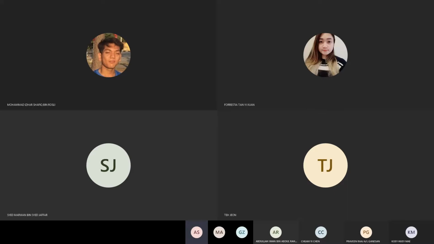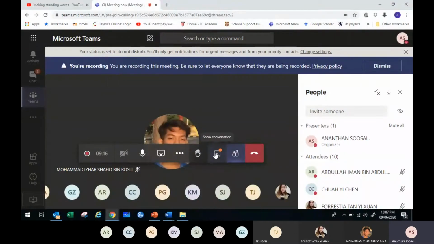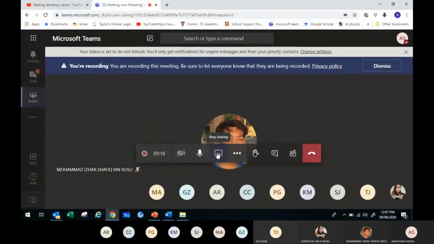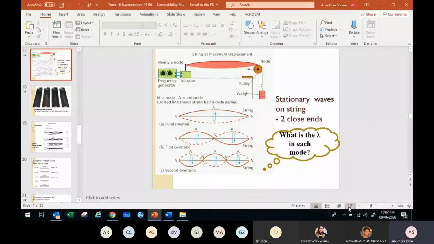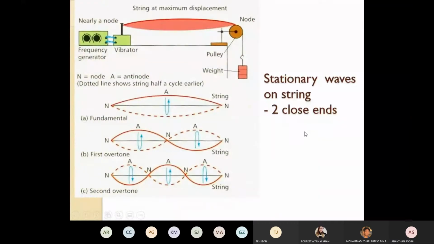The stationary wave again. Let me share the... So you can see the PowerPoint. Okay, so everyone can see the PowerPoint. Just to double check. Yes.